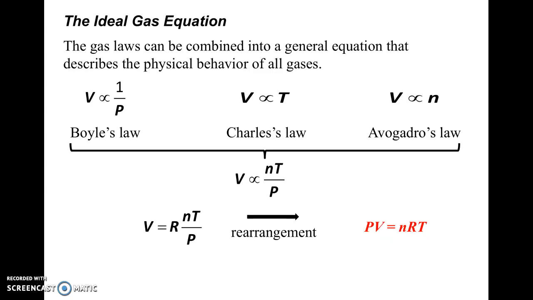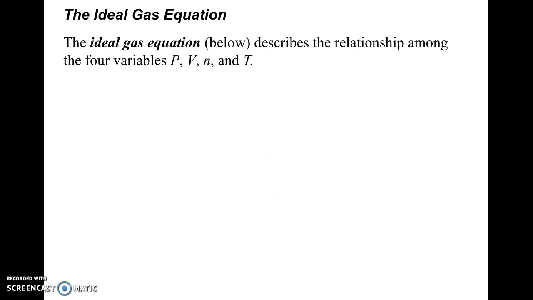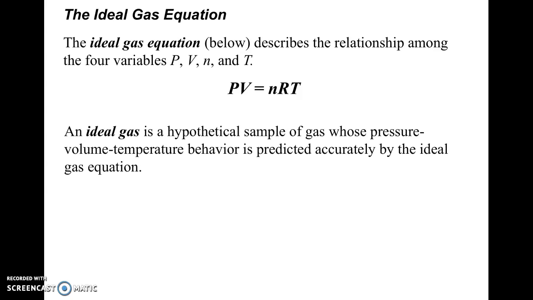And once again, we can turn this into an equality by including a proportionality constant. You can see we just put an R in there to make it equal. Then we arranged it to PV equals nRT. And that R is a proportionality constant, and we call it the gas constant. So the ideal gas equation shows you the relationship between all four of the variables: the pressure, the volume, the number of moles, and the temperature.